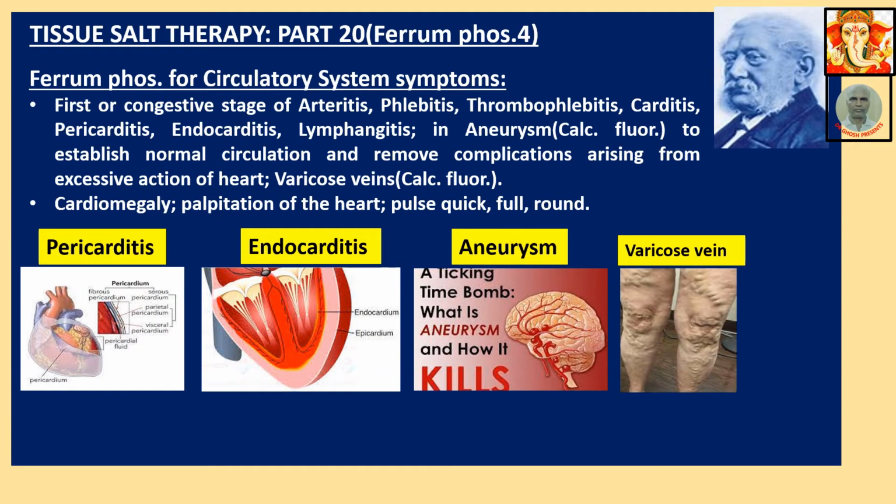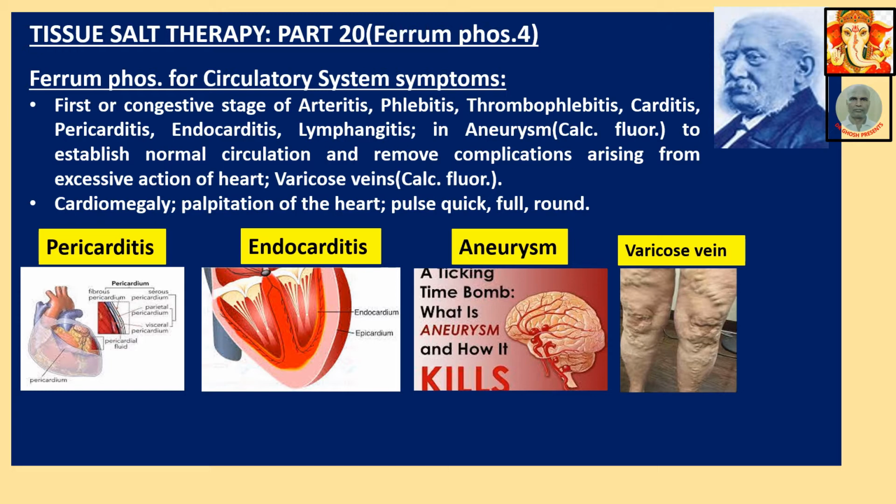Tissue salt therapy, part 20, Ferrum phos 4. Ferrum phos for circulatory symptoms. Circulatory system symptoms: first or congestive stage of arteritis, phlebitis, thrombophlebitis, carditis, pericarditis, endocarditis, lymphangitis.